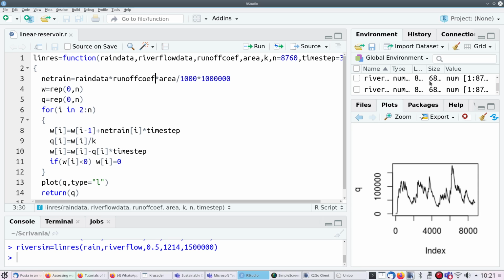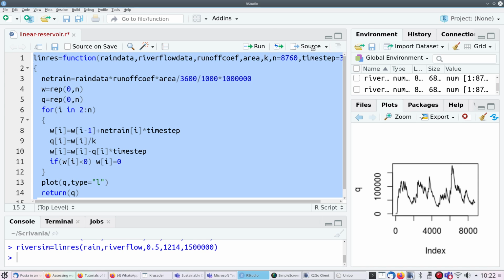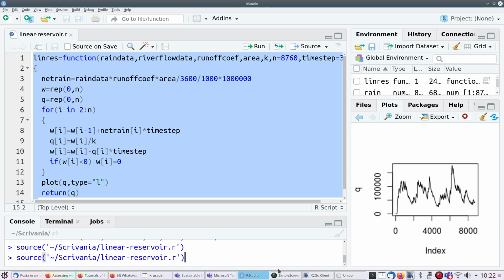Let me just take a note. So specify unit of rainfall, and change text. Okay. So here we have to make divided by. I think in this way it is correct because it is in millimeters per hour and I need to put it in seconds, millimeters per second. Okay, let's see what happens. And we have to select all. Good. To source it.